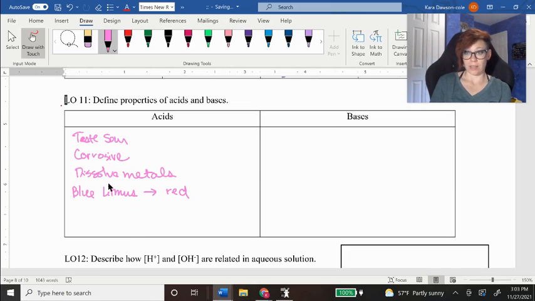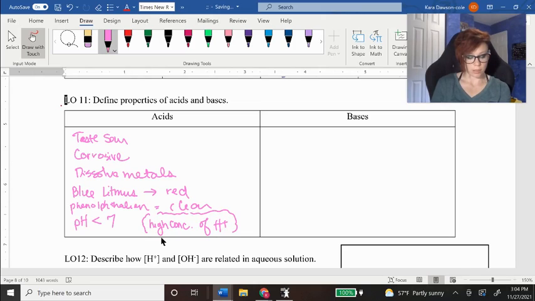Phenolphthalein, which is another indicator for acids and bases, is clear. And then the pH for an acid is less than 7. I can also say that they have a high concentration of hydrogen ion. So that's what makes an acid right there. High concentration of hydrogen ion.